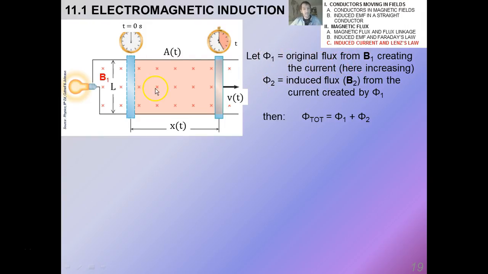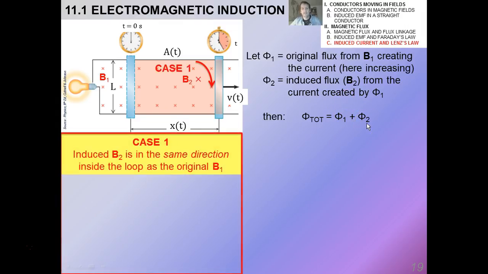Now, phi 1 in this case is increasing. How come? Because the cross-sectional area is increasing. So as time goes by, there are more field lines going through that closed loop than there were before, so it's increasing. Phi 2 is the induced flux, the flux from the induced B field created by the current, which is created by phi 1. And again, the only reason there's an induced flux, an induced current and an induced B field is because there's a change in flux, by Faraday's law. So the total flux is just the sum of phi 1 and phi 2. Okay, you get that? All right.